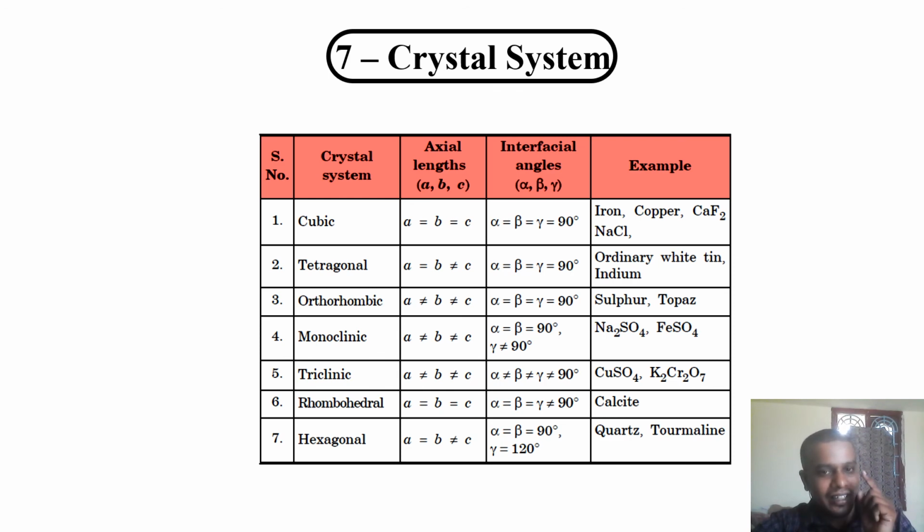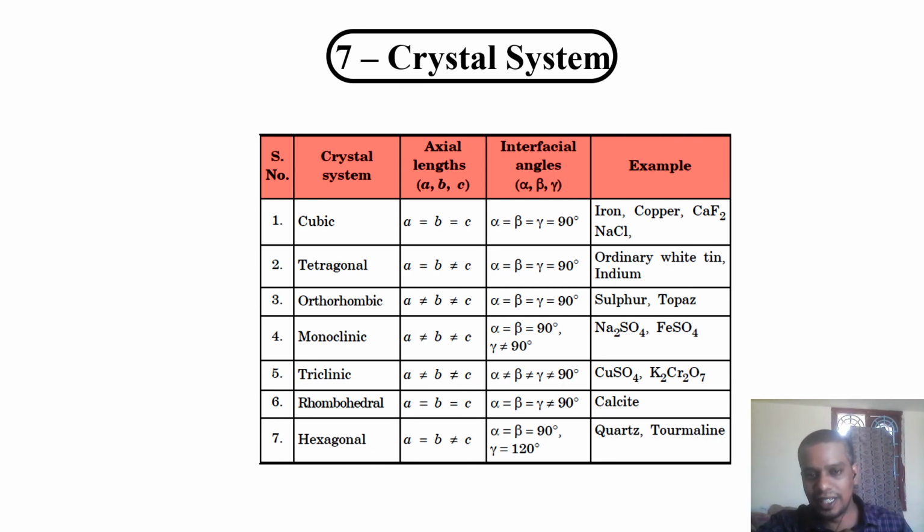Monoclinic means three lengths are not equal, but two angles are equal to 90 degree. One of them is not equal to 90 degree. The best examples are given here: sodium sulfate and then ferrous sulfate. The triclinic system, three axial lengths are not equal, and three interfacial angles are not equal. The best examples are copper sulfate, then potassium dichromate. Tri means three of them. Clinic means not equal. So triclinic: three angles are not equal, three lengths are not equal. You can call it the triclinic system.